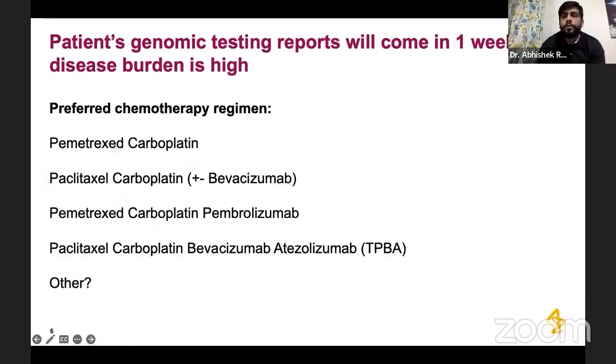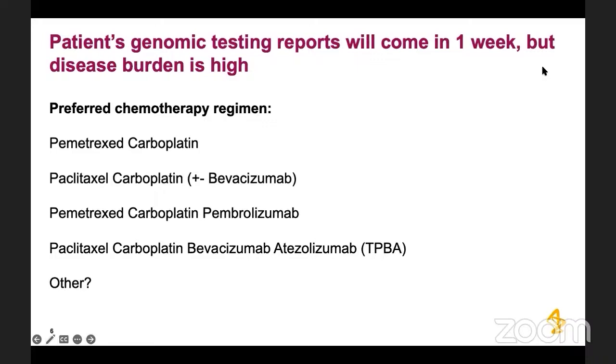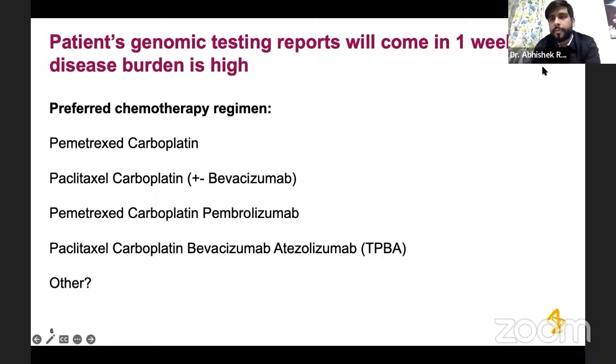This is a common situation that we face in our clinical practice, that we usually send NGS, or we've done the biopsy. Maybe the crush smear already comes positive for adenocarcinoma, but the genomic testing will take time. A lot of patients present with a huge disease burden. So, Dr. Palak, can you take this question? How will you start the treatment? Would you like to wait for the report, or would you straight away start the systemic therapy here?